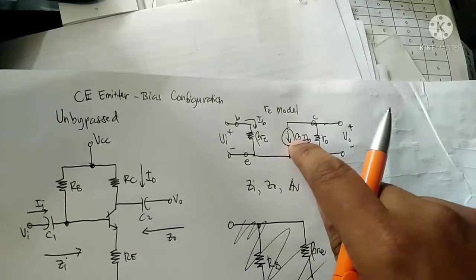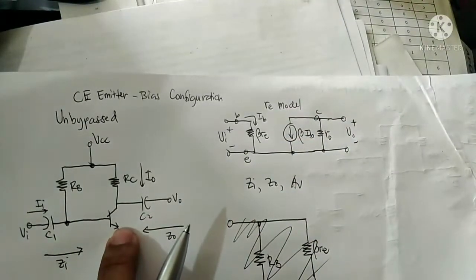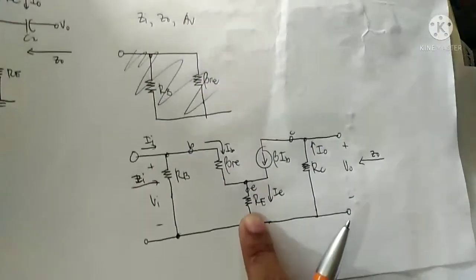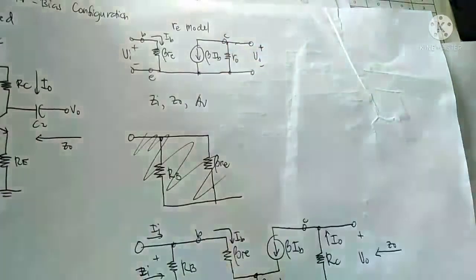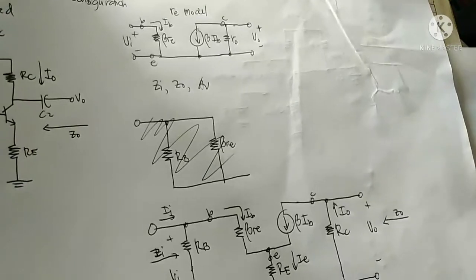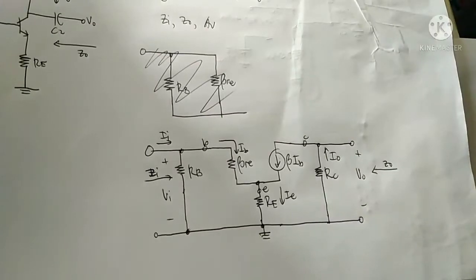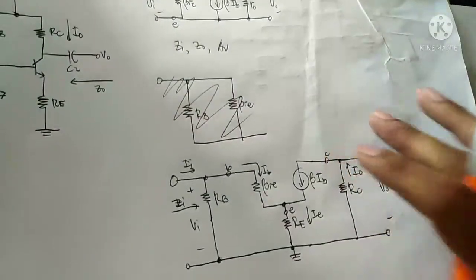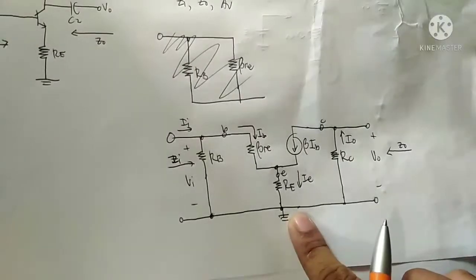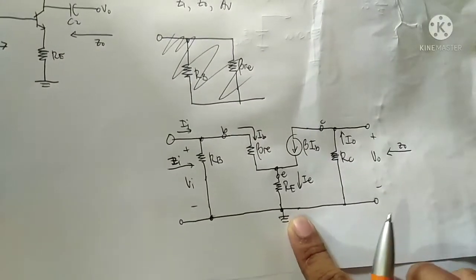As you can see, this re model is being substituted to this transistor. Since now there's an emitter resistor, that's why it looks like this. And we've neglected r sub o since we want the discussion to be simpler. So this is the re model. Like the fixed bias configuration, we're going to calculate the input impedance, output impedance, and the voltage gain out of this equivalent circuit.